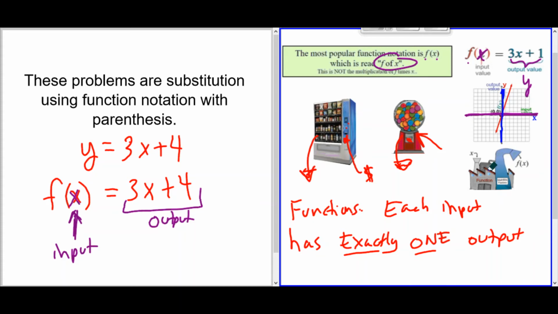And then I drew a little machine here for you. So here x is your input. Your function is whatever your function is. So in this case, it's 3x plus 1. So you put x into your function, and then f of x will be your output. So you'll get an output after you put in your input. So this is your y. So each input, so each x value, has exactly one y value or output.